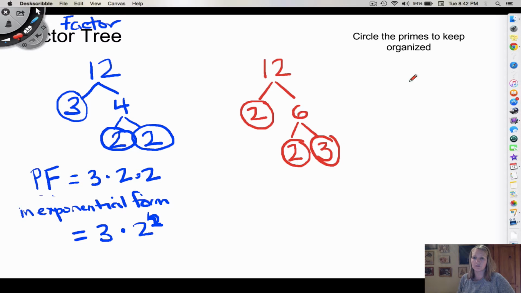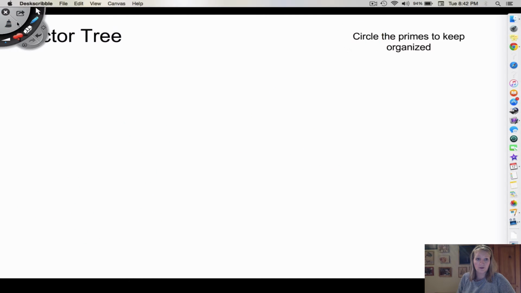And that's why circling is really important. So please circle your answers. Please circle the prime numbers that you encounter through your factor tree just to really keep yourself organized, okay? Let's look at another example, one that's less straightforward, okay?